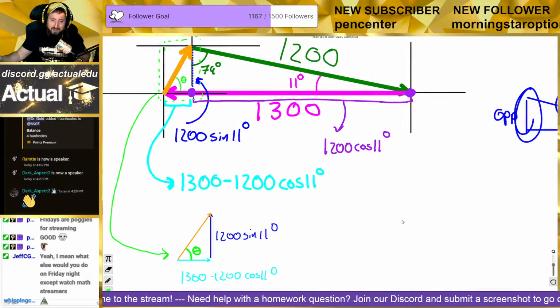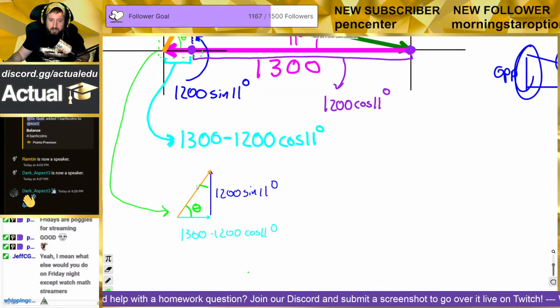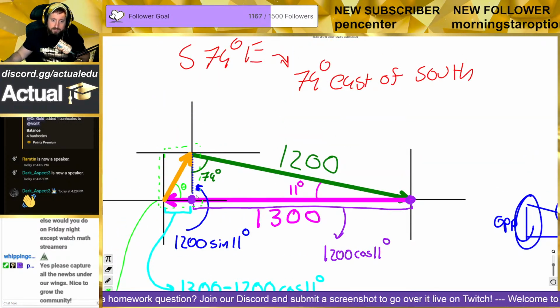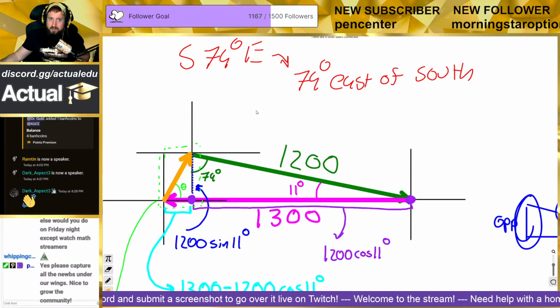Okay. Let me finish this for you, Equal. So Equal, we're trying to get this angle here, theta, right? Because that's the final bearing that the plane takes to get back to the airport.